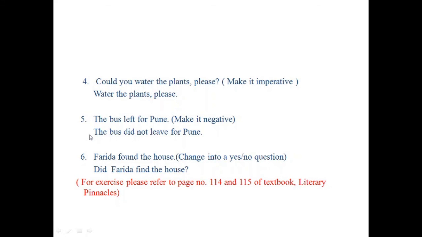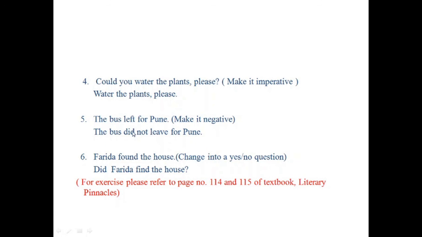Let us see the fifth example. The bus left for Pune. This is a declarative sentence. We have to make it negative now. See friends, we can make sentences negative by inserting the negative word not. The statement is declarative, but it is a positive sentence. We have to make it negative. The bus did not leave for Pune.